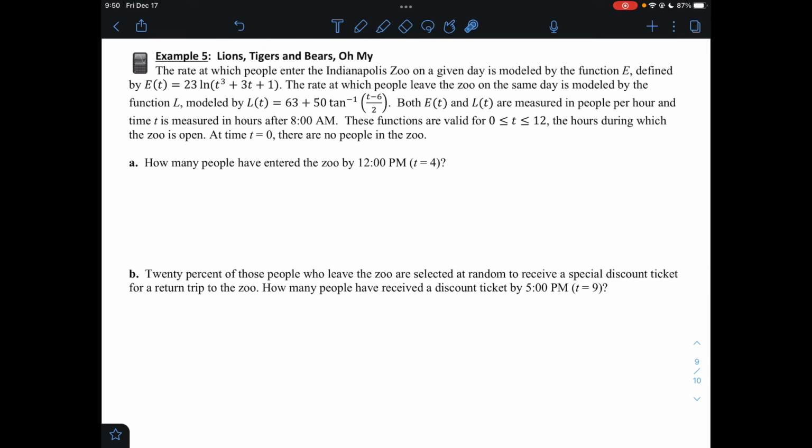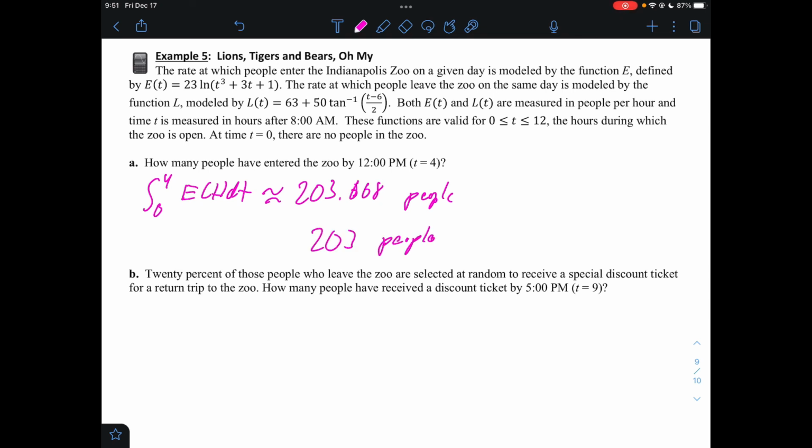A, how many people have entered the zoo by 12? So entered only. That's all they're worried about. Okay? So we have our calculator available to us for this one. We are looking for the integral from 0 to 4 of E of t dt. You can use your home screen for that, no problem. You should get 203.068 people. Okay, but again, can't really have half a person there, so 203 people have entered the zoo.